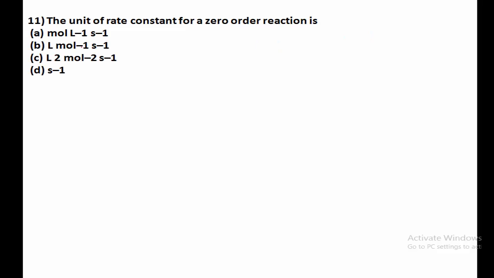11th one. The unit of rate constant for a zero order reaction is, as I have already told you, the general equation for determining the unit of rate constant for nth order reaction, that can be given as mole raised to 1 minus n L raised to n minus 1 per second. So it is the unit of rate constant for nth order reaction. But now we have to determine the unit for zero order reaction. So instead of writing n, write 0. What you will get? Mole raised to 1 L raised to minus 1 per second.